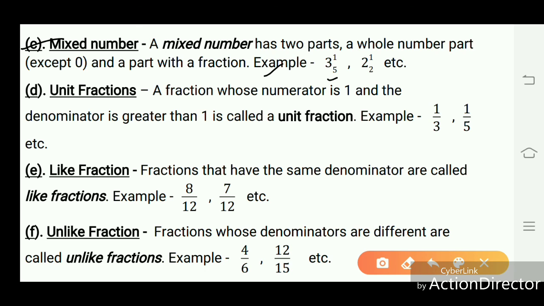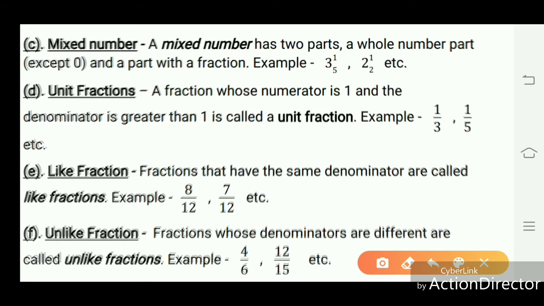In the first example, 3 whole 1 upon 5, 3 is the whole number part and 1 upon 5 is the fraction part. So we read this mixed number as 3 whole 1 upon 5. In the next number, 2 whole 1 upon 2, 2 is the whole number part and 1 upon 2 is the fraction part. So these types of fractions are known as mixed numbers or mixed fractions.